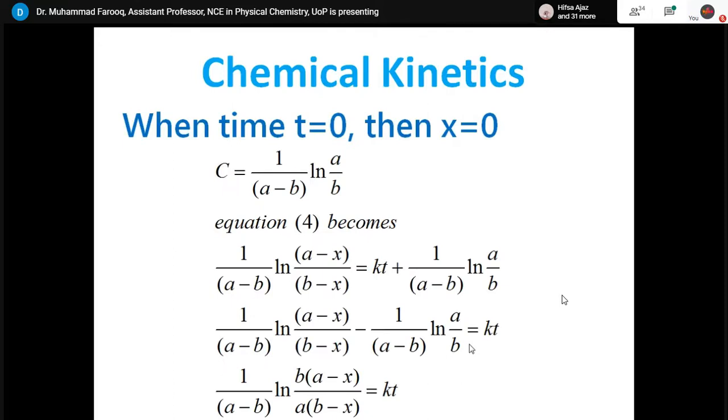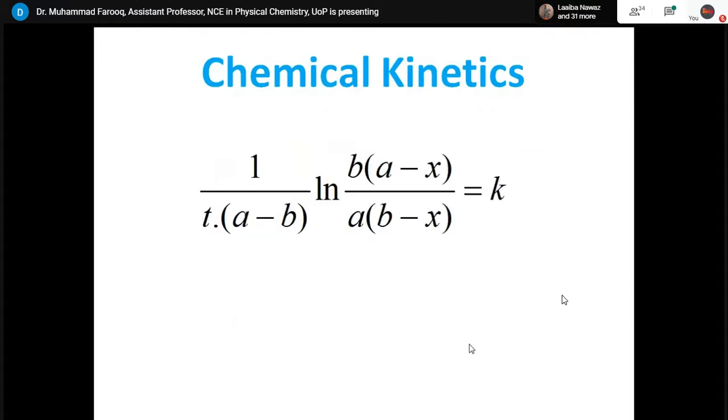This is the final equation. You can see 1 over a minus b log of b into a minus x divided by a into b minus x is equal to kt. If you want to determine the value of k, we have to divide both sides by t. So if we divide both sides by t, kt divided by t, you will be left with k. On the other side, you can write down 1 over t into a minus b log of b into a minus x divided by a into b minus x equal to k.